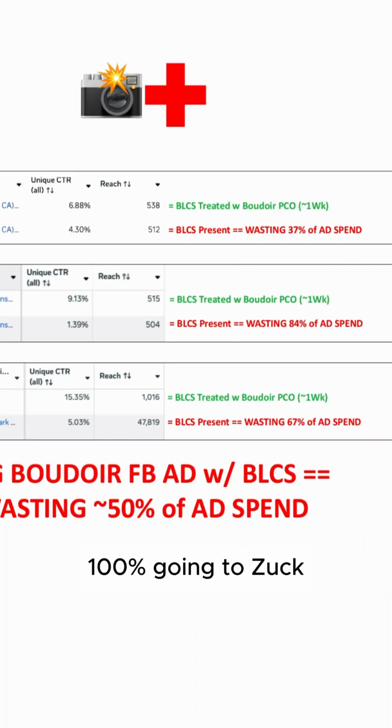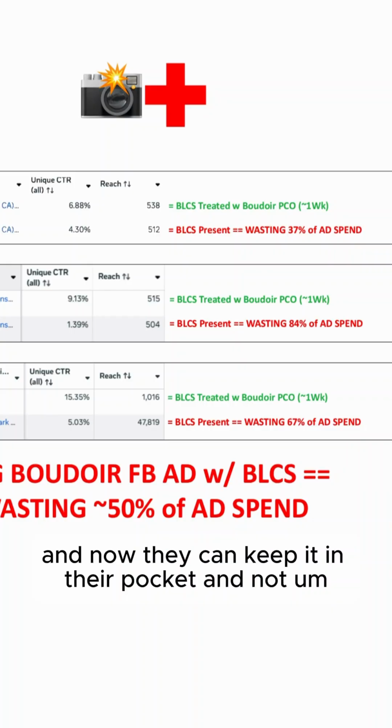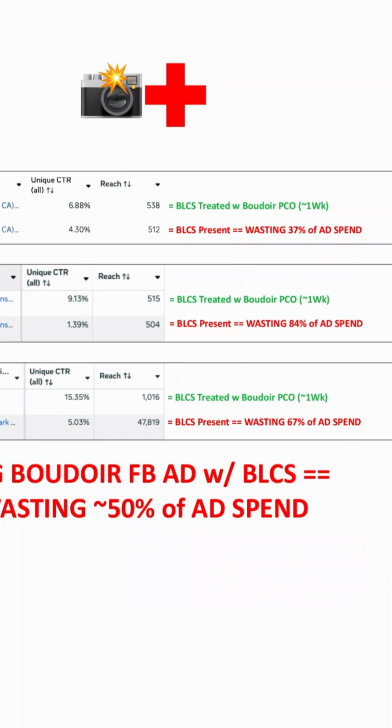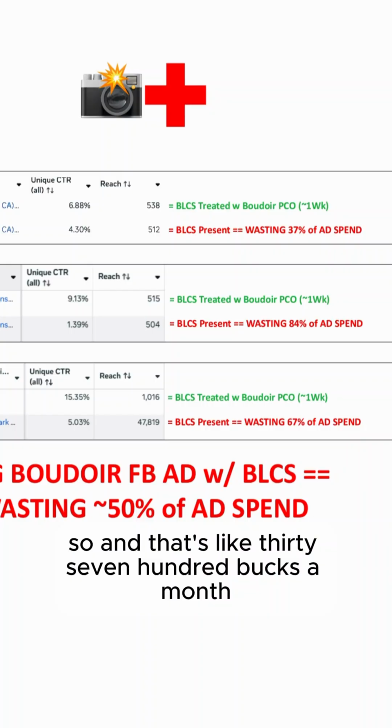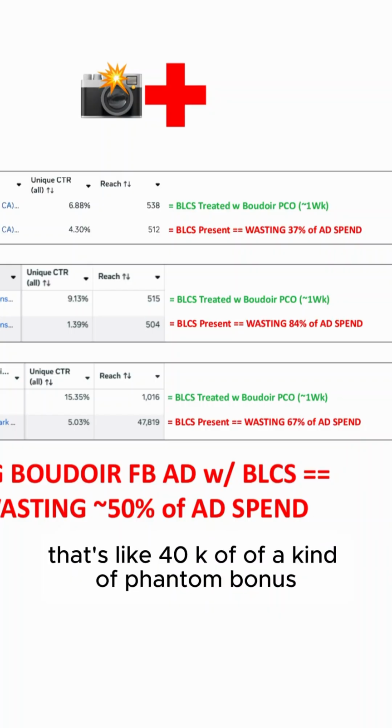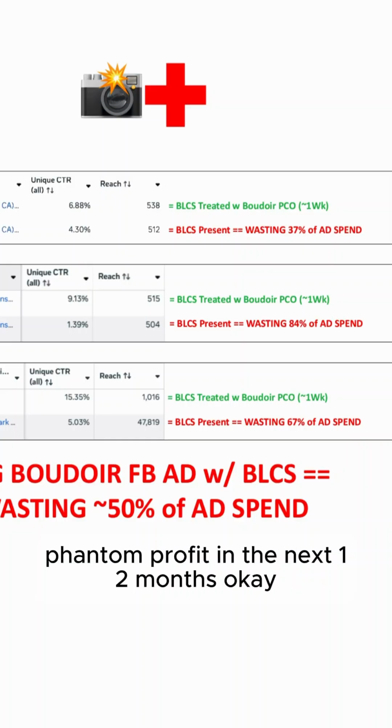100% going to Zuck. And now they can keep it in their pocket and not waste it. That's like $3,700 a month. That's like 40K of phantom bonus, phantom profit in the next 12 months.